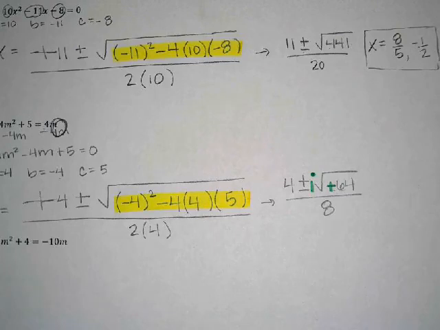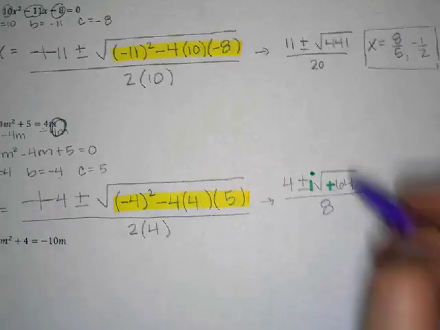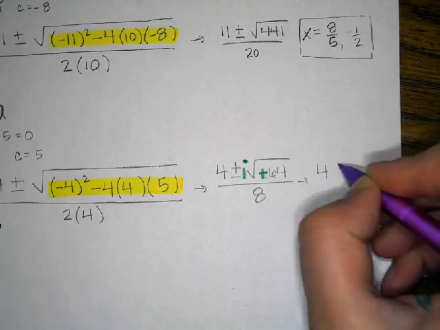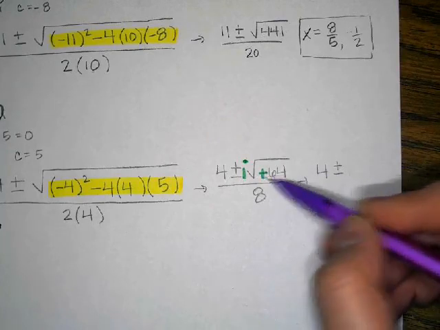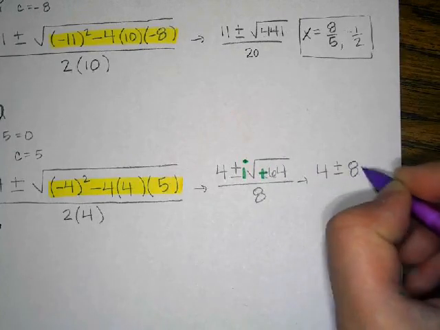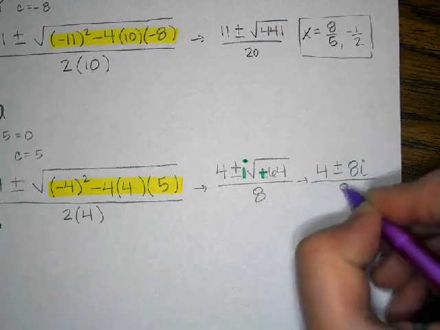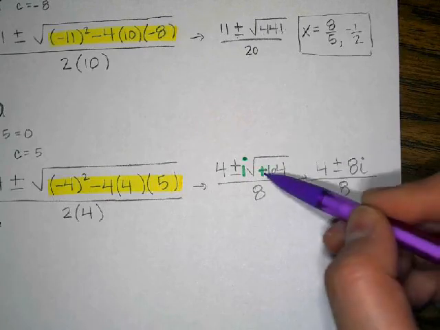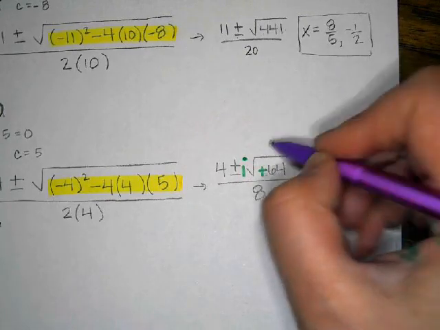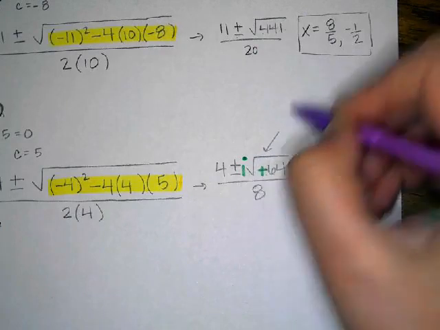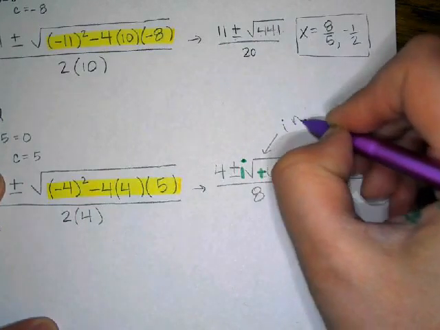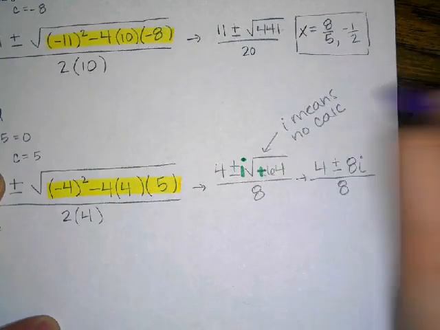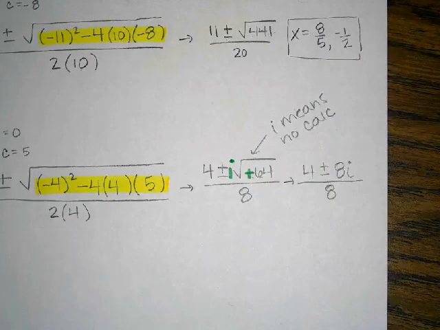The square root of 64 is 8. So what we have is 4 plus or minus, the square root of 64 is 8, so 4 plus or minus 8i, all divided by 8. As soon as you see that square root of negative 64, this means no calculator. So we're going to say i means no calculator. As soon as you see an i, you stop using a calculator for the problem.